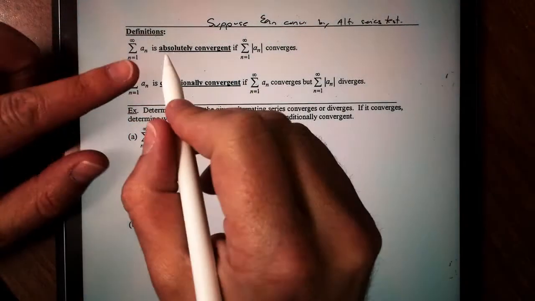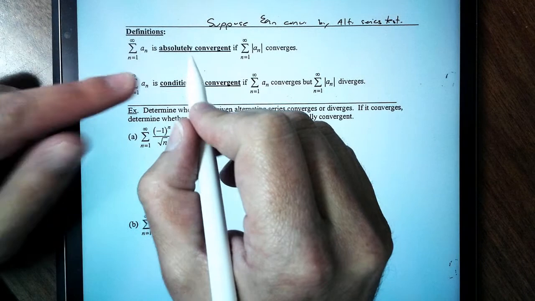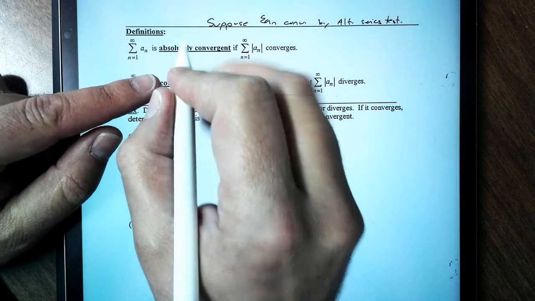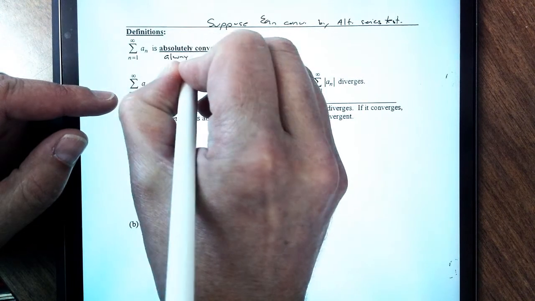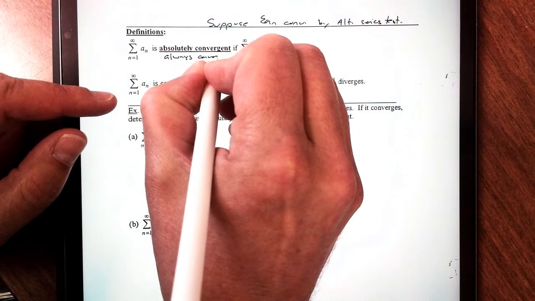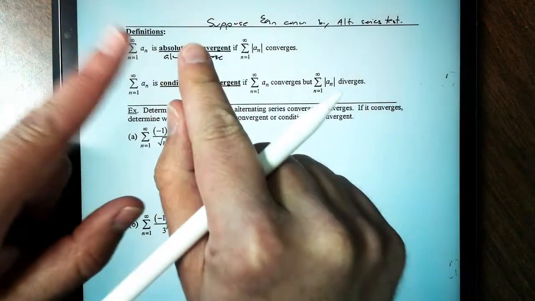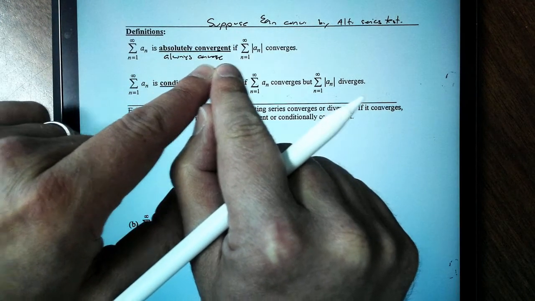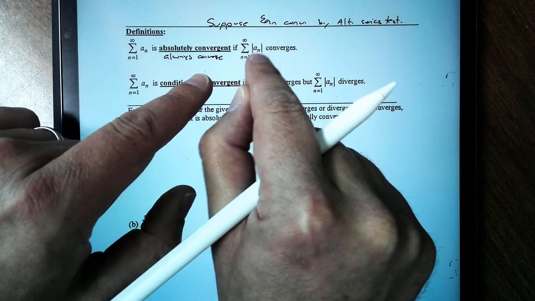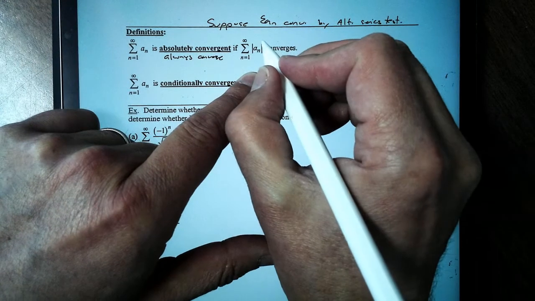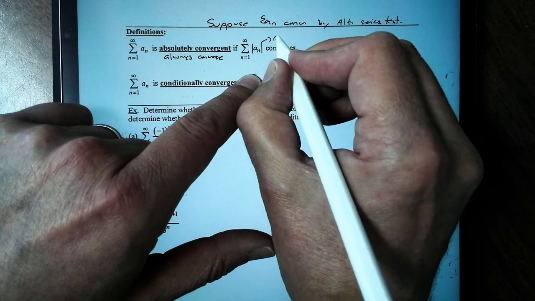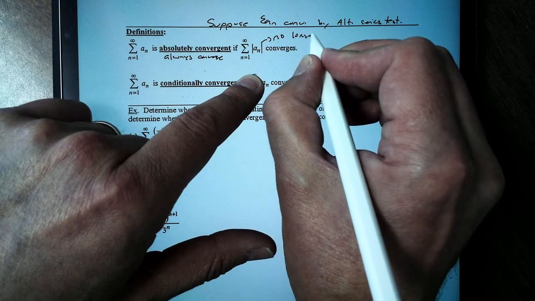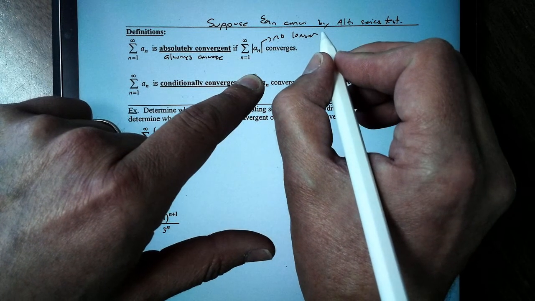Let's talk about absolutely convergent. Absolutely means it's guaranteed to always converge. And that's what this is kind of telling us right here. This will always converge if the absolute value of a sub n converges. Well, what does the absolute value mean? If it was alternating, this is no longer alternating. So this is no longer an alternating series.